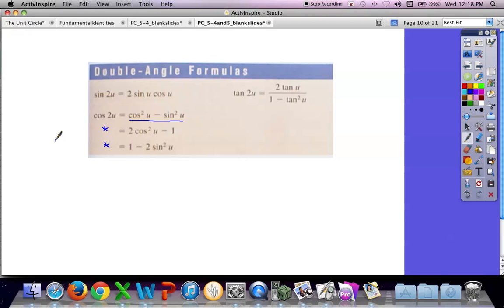And then there is a formula for the tangent. But again, if you've already done the sine and the cosine, you could also just divide the sine and the cosine if you would have it. And again, you'll have these formulas on tests.